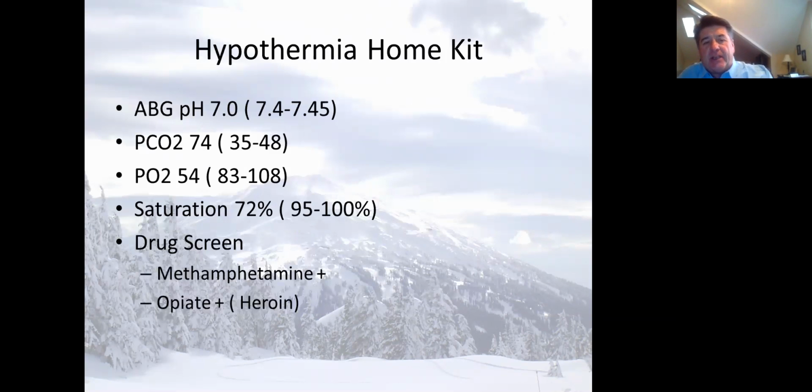His blood pH of 7 is not unlike any hypothermia victim that I've ever seen. They tend to have a low pH and a falsely elevated PCO2 and falsely elevated PO2. So both of those, the normals are in parentheses, were elevated. His saturation was only reading about 72%. His urine drug screen was positive for methamphetamine and opiate.